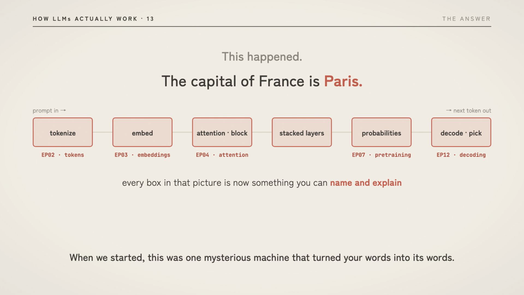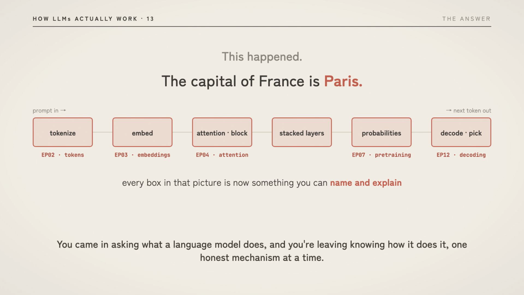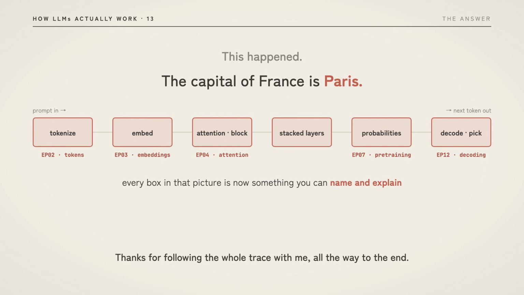When we started, this was one mysterious machine that turned your words into its words. Now it's a sequence of plain steps and there isn't a magic one hiding in the middle anymore. That was the whole point of taking it apart. You came in asking what a language model does and you are leaving knowing how it does it, one honest mechanism at a time. Thanks for following the whole trace with me all the way to the end.